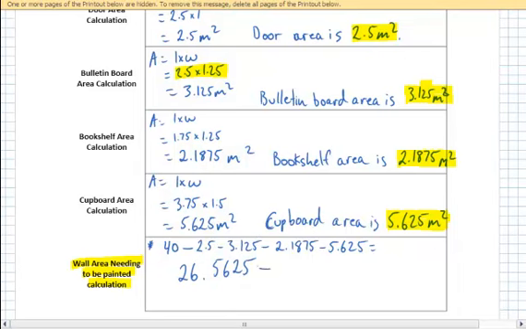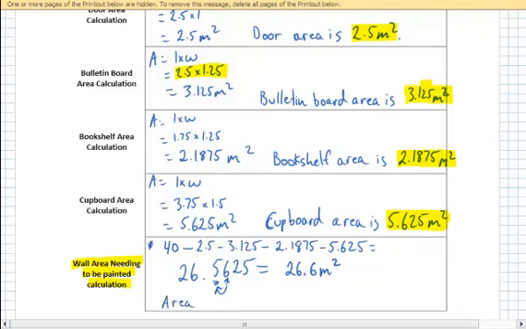So the next thing I'm going to do is round this number. Instead of 26.5625, I'm going to round it to the nearest tenth. I'll do that by taking a look at this 6. If it's greater than 5, this is going to go up. So my number is now 26.6 meters squared. That's the area of the wall needing to be painted, and I'll write that in a sentence.